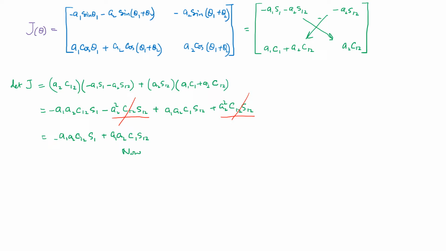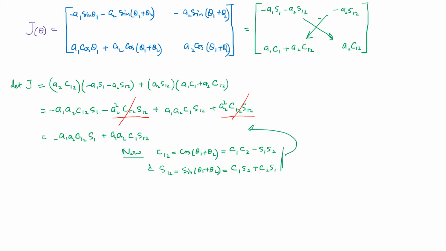Now I can recall the trigonometric expressions that I already know, that cos of theta 1 plus theta 2 can be written in an expanded version like this: cos of theta 1 into cos of theta 2 minus sine of theta 1 into sine of theta 2. And similarly, sine of theta 1 plus theta 2 in expanded form is equal to cos of theta 1 into sine of theta 2, and now you have the same sign over here, positive, cos of theta 2 sine of theta 1. So I'm going to use these two expressions in this expression.